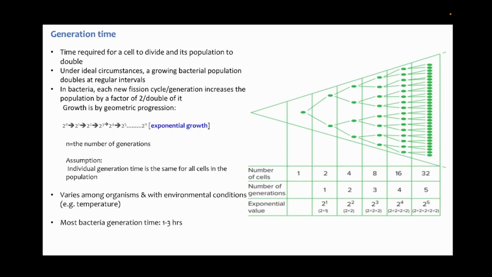Okay, generation time. This is how you calculate them. This is number of cells. This represents the binary fission growth. So you have exponential growth, and every stage of growth is considered number of generation. So most bacterial generation time is about 1 to 3 hours. So this is dependent upon whether the nutrients are available or not.